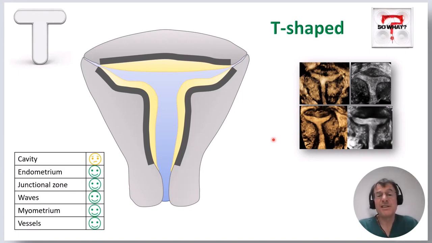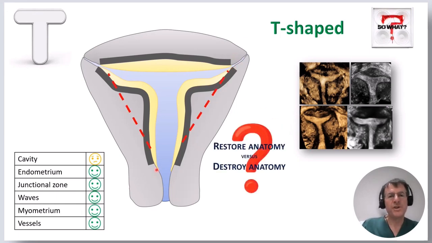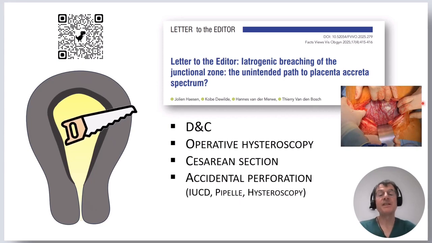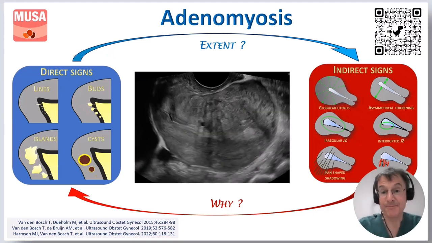Is it normal? Is it abnormal? We don't know yet. I know quite some of you want to restore the anatomy to the triangular anatomy. That's perhaps not always a good idea, and we recently had some reports of an increased risk of placenta accreta after surgery for T-shaped uterus. It also is the case that any surgical procedure affecting the junctional zone will increase the risk of lesion of the junctional zone, and so of adenomyosis. And here we come to the next point.